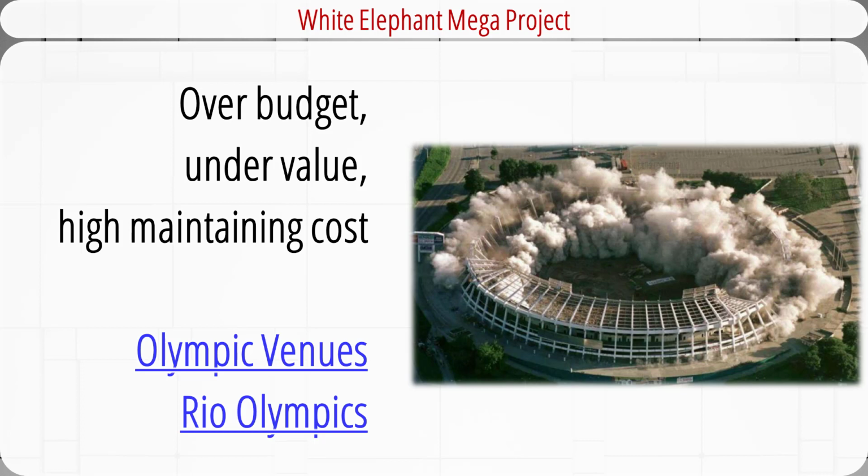Many people think the Olympics have become white elephants. Watch these two videos. One is titled Olympic Venues, Then vs. Now. The other is titled What Rio Doesn't Want the World to See.